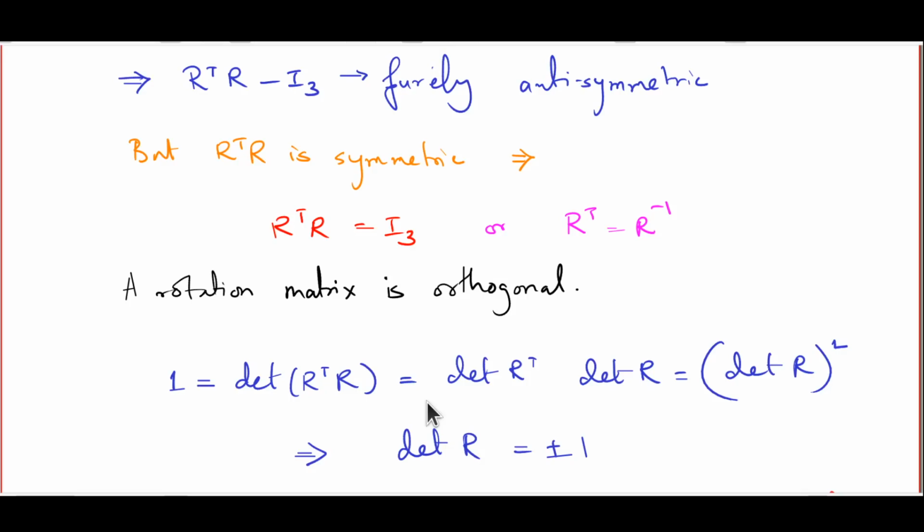And this actually is the reason why all orthogonal matrices do not represent rotations. In fact, rotations are only represented by orthogonal matrices whose determinant is plus 1. Why plus 1 and not minus 1? The answer is actually pretty easy to figure out.